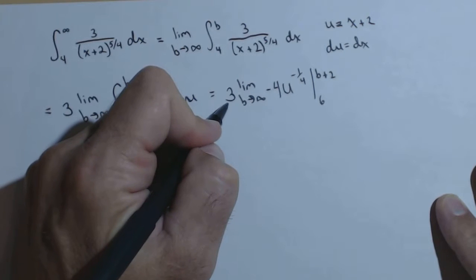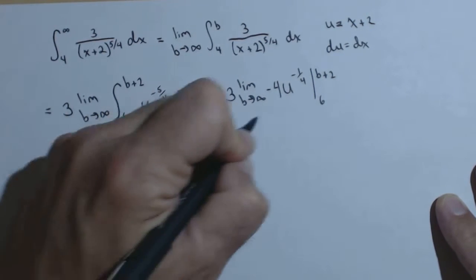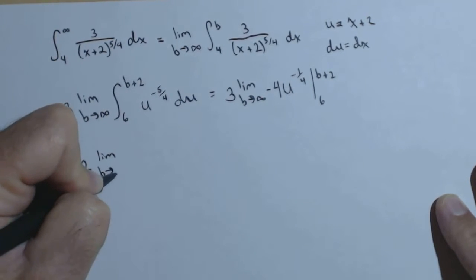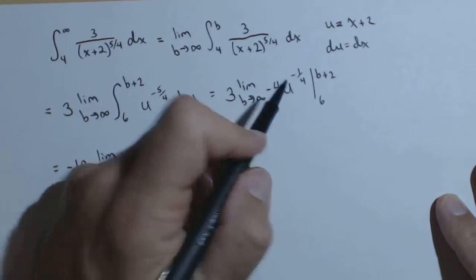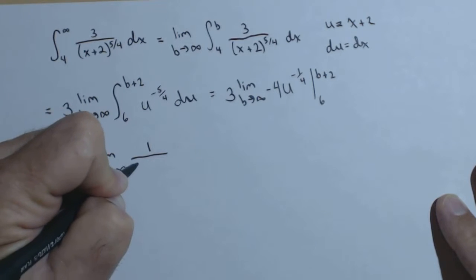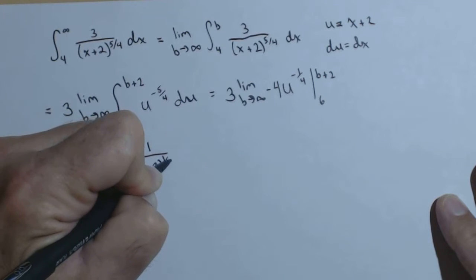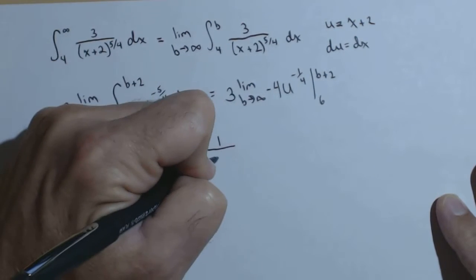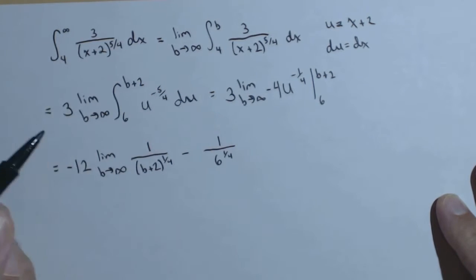I like keeping my constants all together, so I'm going to put a negative 12 out front because of the negative 4 times 3. Limit as b goes to infinity. And because that's a negative exponent, I'm going to write it as 1 over, because I think it makes it easier to look at. So 1 over (b plus 2) to the 1/4 minus 1 over 6 to the 1/4, the 4th root of 6.